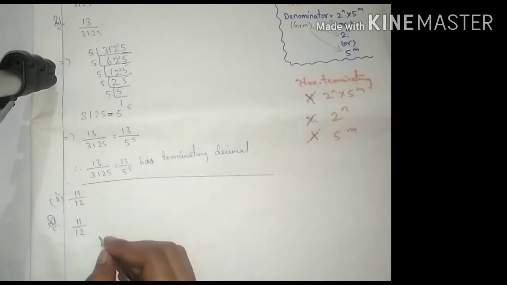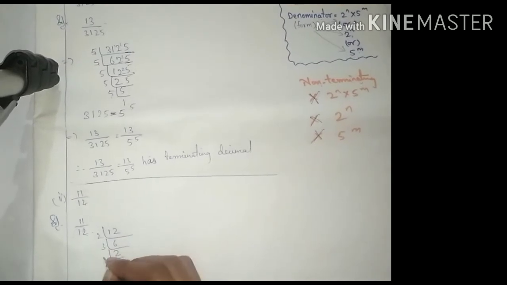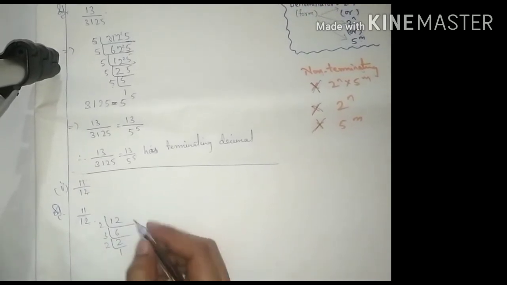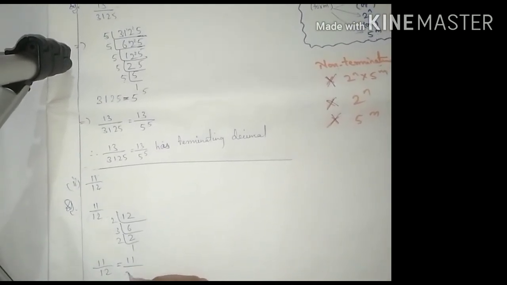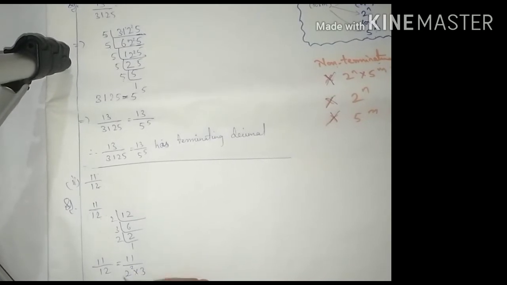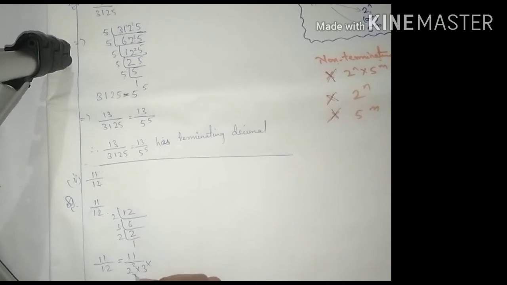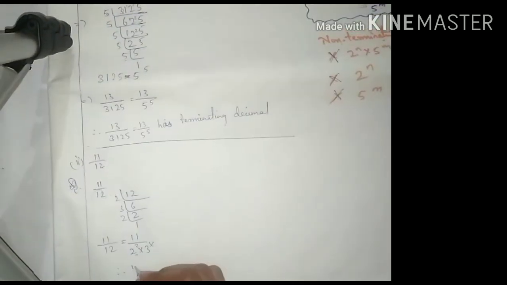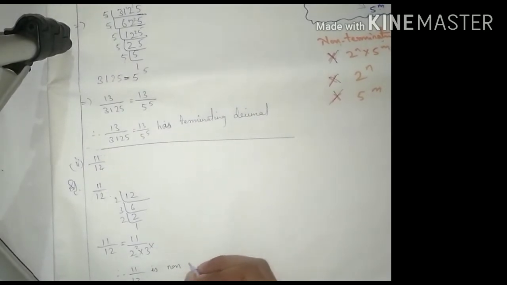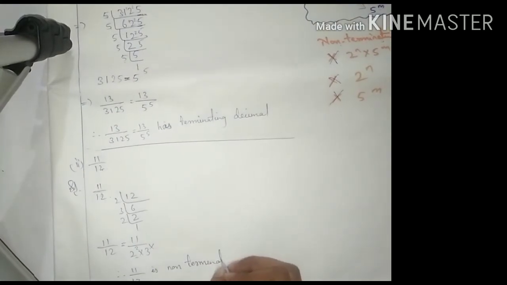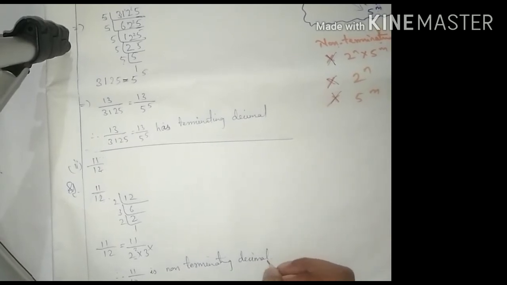Now let us find the factors of 12. 2 6s are 12, 3 2s are 6, 2 1s are 2. So these are the factors. Now in the place of 12 we will write the factors, 2 power 2 into 3. We don't want 3, because either it should be in the form of 2 power n into 5 power m, or 2 power n. So 11 by 12 is not terminating, it is a non-terminating decimal.